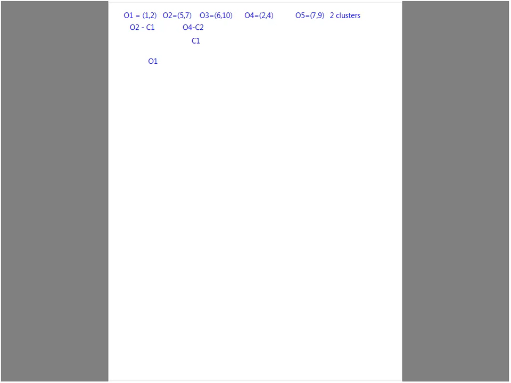O2 is now the only object in cluster 1. So it is (5, 7) and O1 is (1, 2). What is the distance? It is 5 minus 1 and 7 minus 2, that is 4 square plus 5 square, which comes to root of 41, right? Now the distance of O1 to C2, which is O4: this is 1 and 2, so this is root of 5.